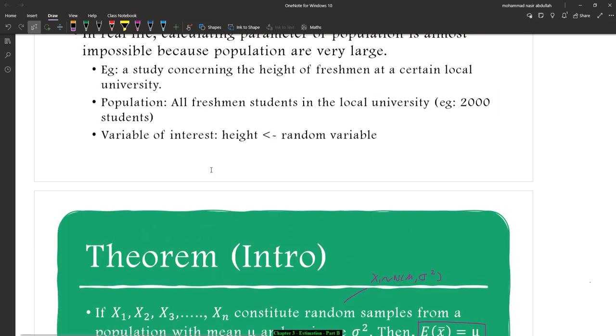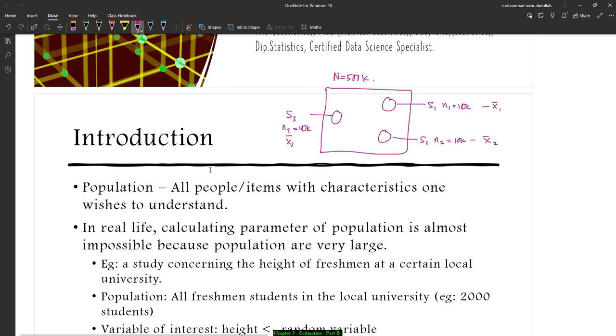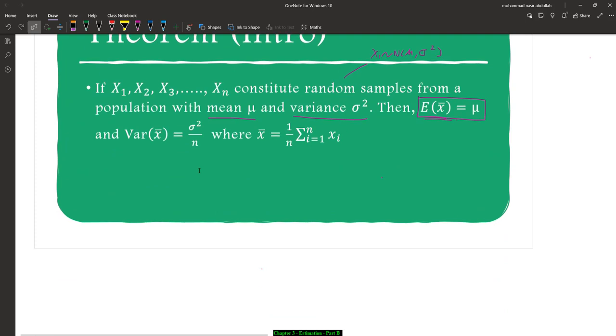Back to the example I gave just now, by taking the mean of the means of all samples, the mean of all samples should equal the true mean, which is the population mean. This is based on the introduction theorem. Another one says that the variance of x bar should be equal to sigma squared divided by n, where x bar is equal to the summation of x divided by n. This is the normal formula we know already.